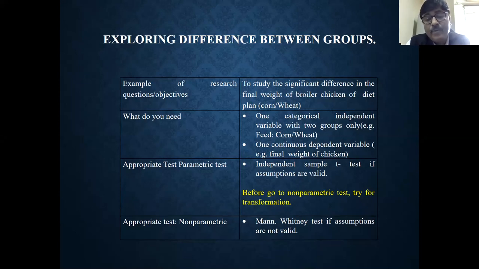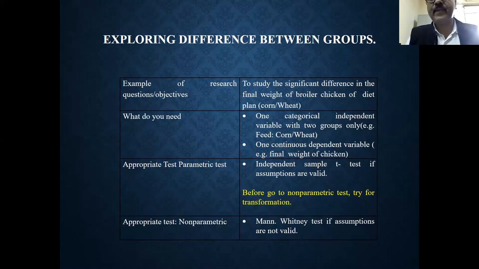One suggestion here: before you go to the non-parametric test, try a transformation. Sometimes, due to body changes in some broiler chickens, a chicken's weight will be very large. That means that chicken is an outlier. In this case, your data is not following a normal distribution.